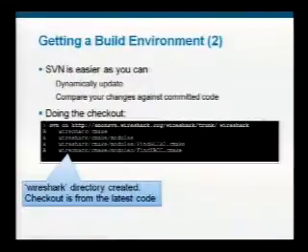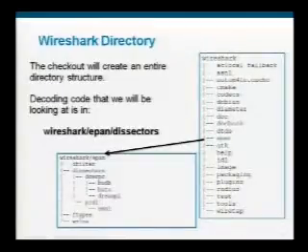Doing the checkout: svn co, and then you just give a URL and the directory that you want to check it out in. What this does is very similar to CVS. It'll create a Wireshark directory for you. The checkout is from the latest code, from what they call the trunk. It'll create an entire directory structure.